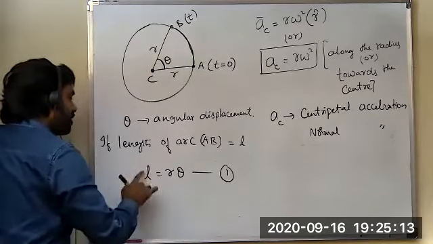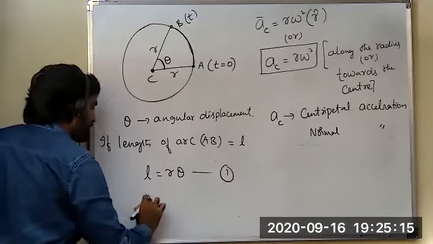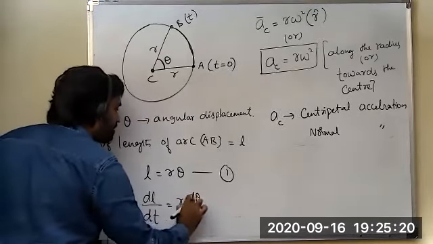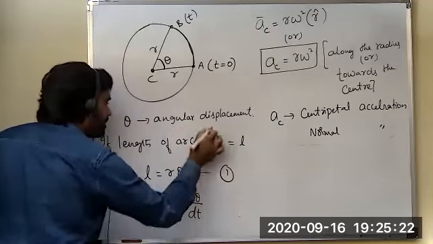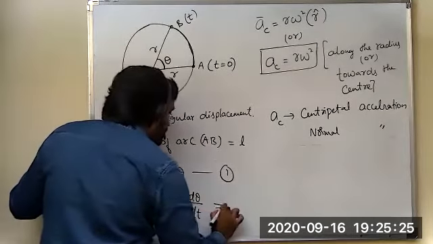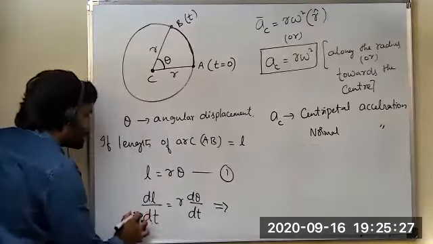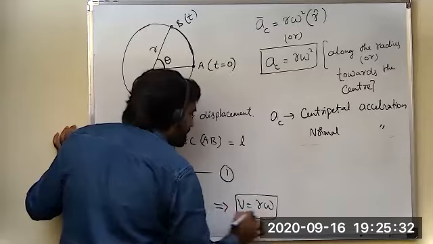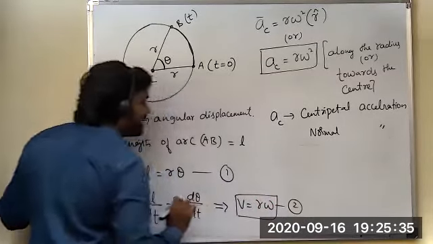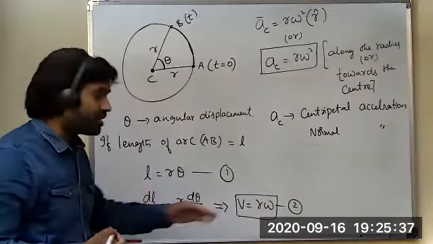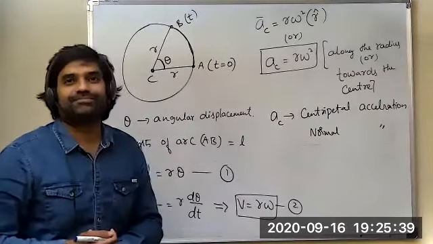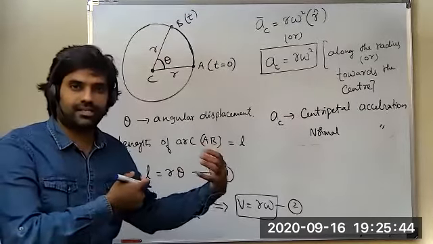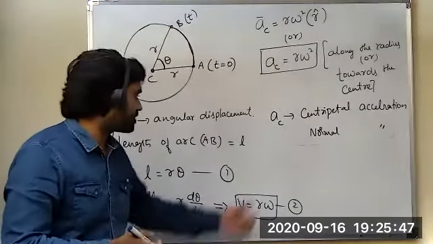R theta. Now differentiate this, students, with respect to time. dL by dt is equal to R into d theta by dt. Rate of change of angular displacement gives you what? Angular velocity. Rate of change of linear displacement gives you what? Linear velocity. So like this also you can write the relation V is equal to R omega. But here we don't get the direction, students. In the previous case, we got the magnitude as well as direction. Now we got only magnitude. But from the earlier case, we can conclude that it acts along the tangent.